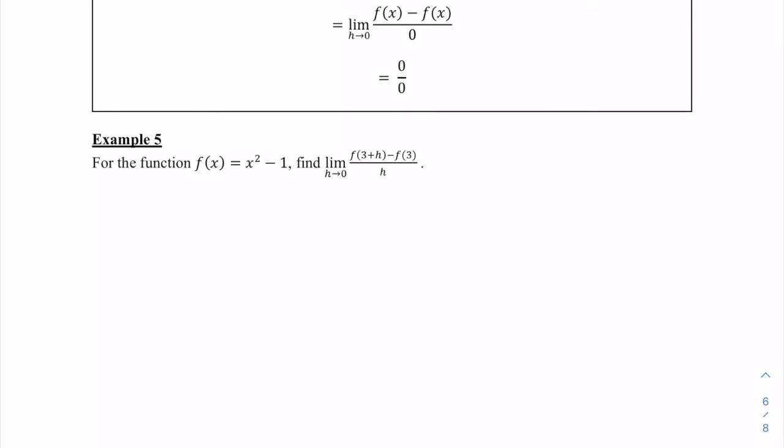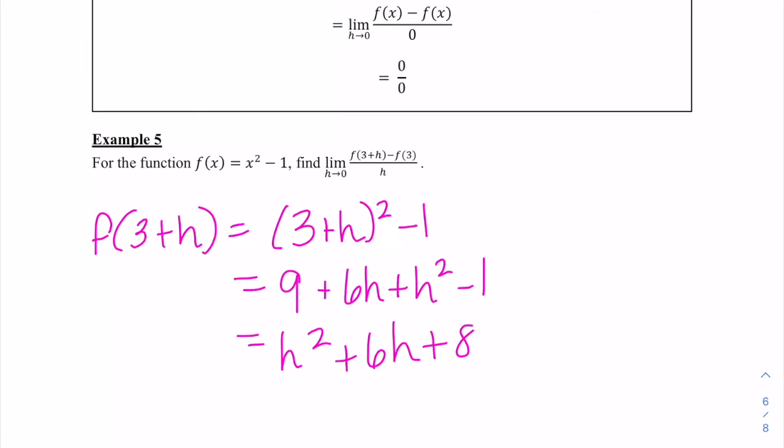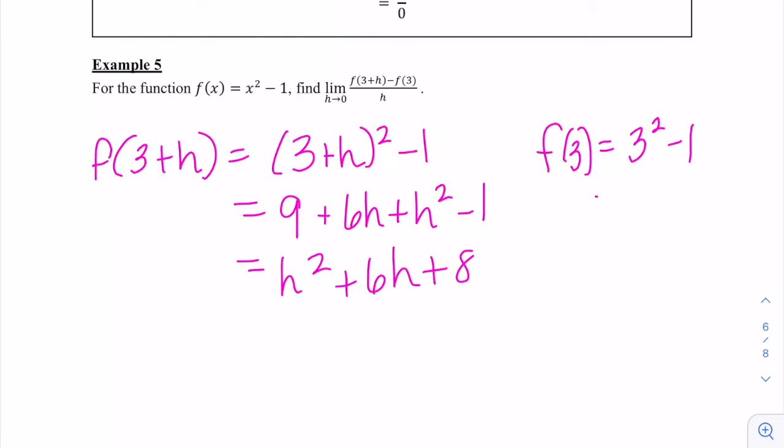So if we have the function f of x equals x squared minus 1, and we want to find the limit of this difference quotient, first substitute 3 plus h for x and 3 for x. So f of 3 plus h would just be (3 plus h) squared minus 1. That's 9 plus 6h plus h squared, and that just simplifies into h squared plus 6h plus 8. For f of 3, we'll just get 3 squared minus 1, which is 9 minus 1, or 8.